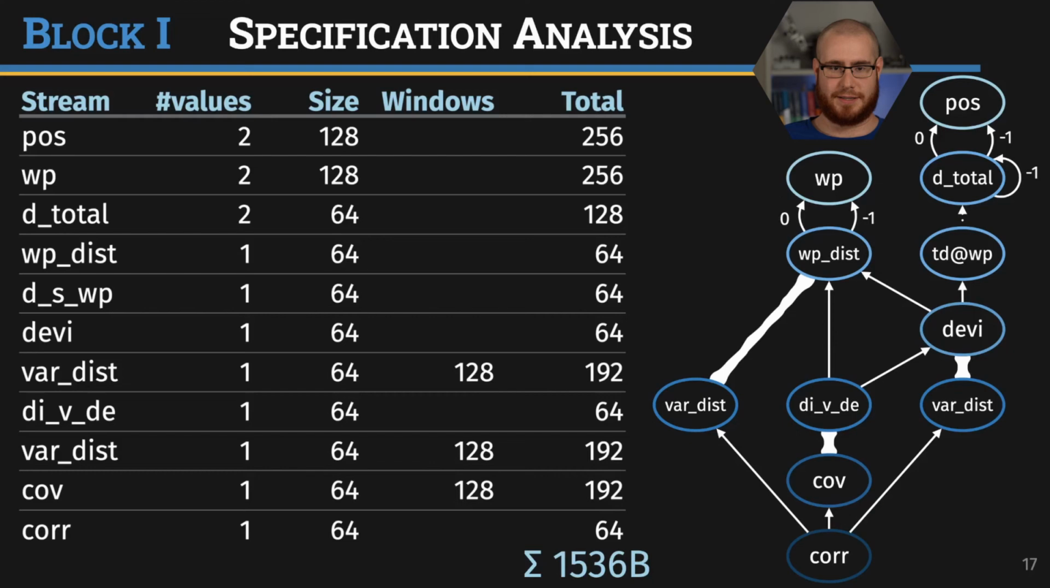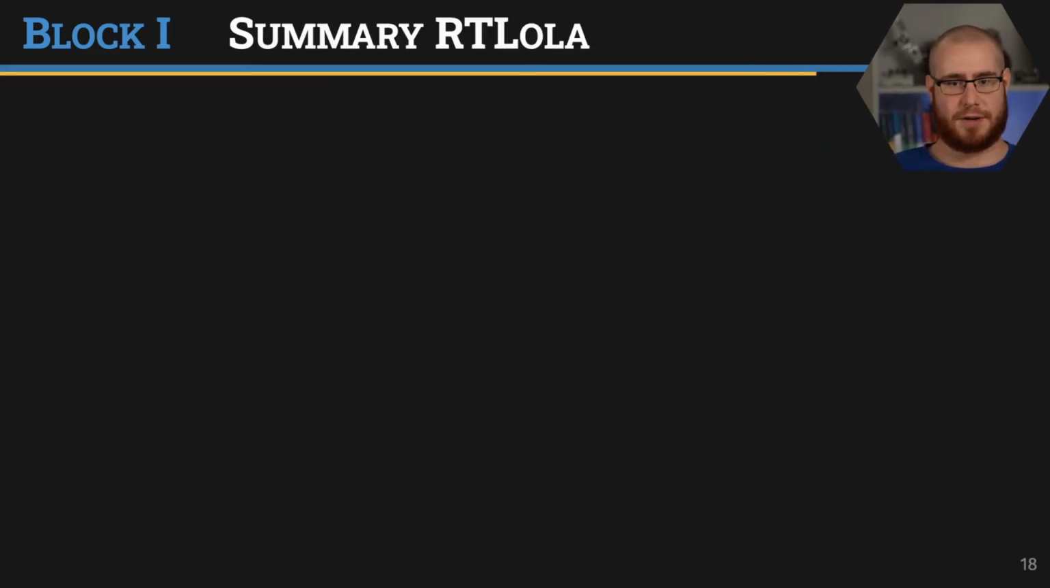So in this case, we need 1500 bits of memory. Okay, so this way we have a static bound on the memory consumption of the monitor, and we know for a fact that this bound will never be exceeded by the monitor. That's pretty nice. And this analysis also finishes the RTLola block, so our first block.